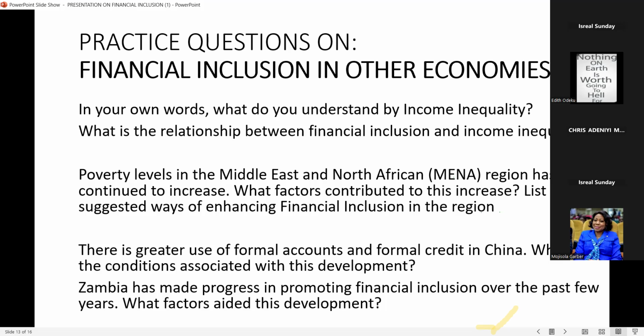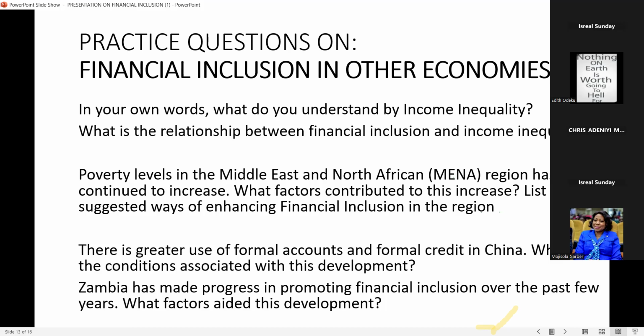So how do we enhance financial inclusion in this area? Products that will enhance financial inclusion should be developed, irrespective of their religion. Religion notwithstanding, there should be products developed to make it easy for them to access financial services. And I'm sure there are also other reasons attributed to this position in our study pack.